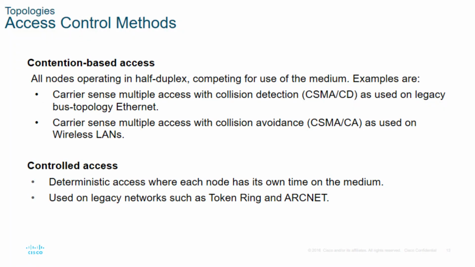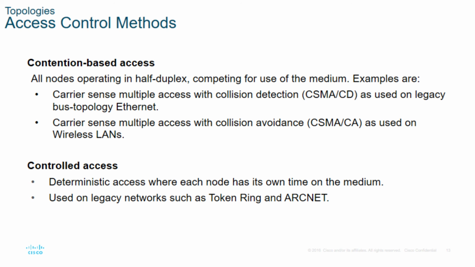Now, access control methods. Ethernet LANs and WLANs are examples of multi-access networks, and a multi-access network is a network that can have two or more end devices attempting to access the network simultaneously. Some multi-access networks require rules to govern how devices share the physical media. There are two basic access control methods for shared media. Number one is connection based, and number two is controlled access.